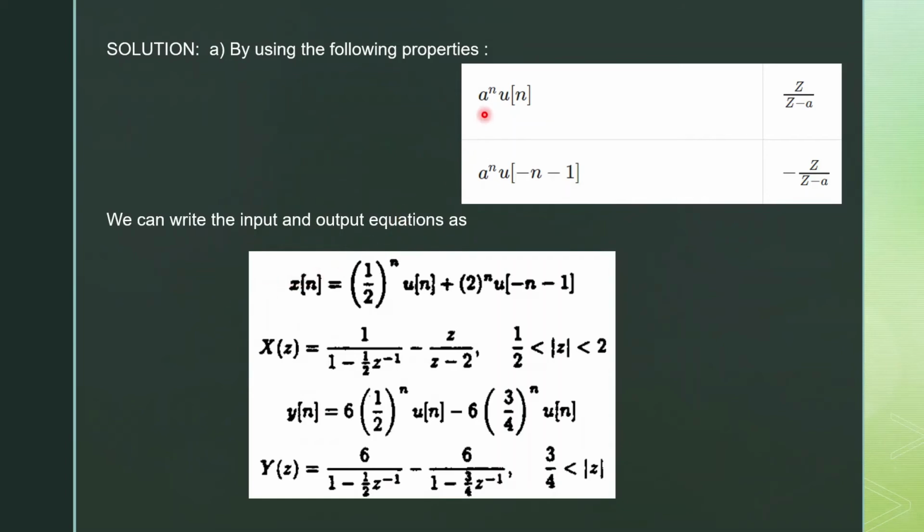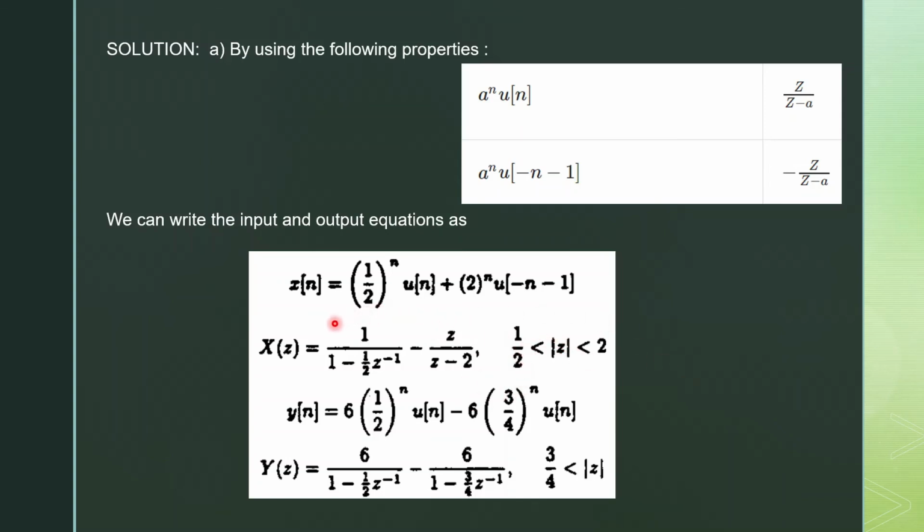We know that the z transform of a to the power n u of n is z by z minus a, and similarly a to the power n u of minus n minus 1 is minus z divided by z minus a. We are going to make use of these properties to solve our problem. So the input becomes X of z equal to 1 by (1 minus 1 by 2 z inverse) minus z by (z minus 2), where mod z lies between 1 by 2 and 2.